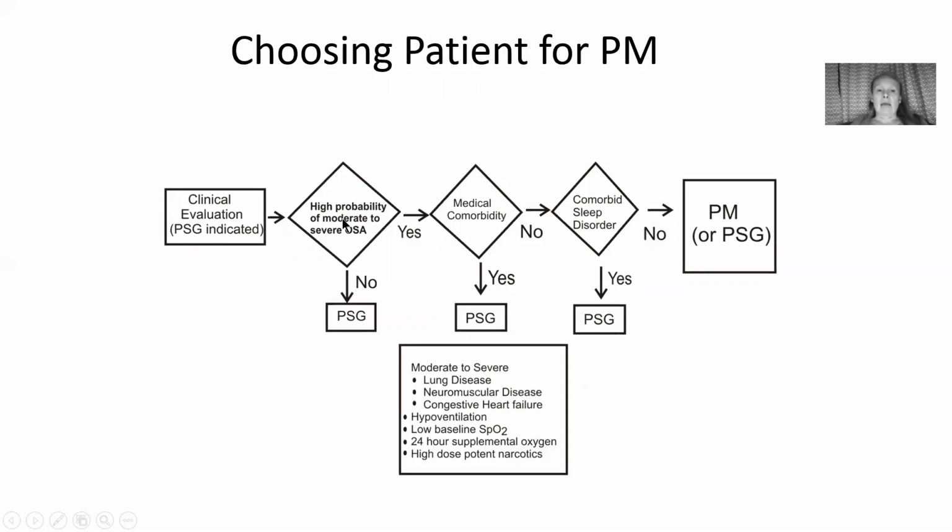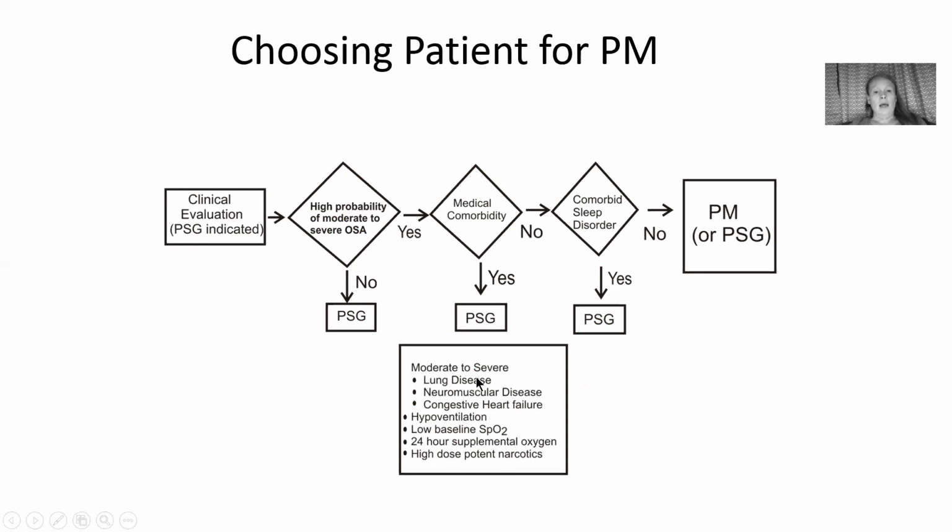Does the patient have a high probability of moderate to severe OSA? If they do not have a high probability of moderate to severe OSA, then they probably need to do a standard sleep study. If they do have a high probability of it, then the next thing you need to consider is, do they have a medical comorbidity? If they do, they need to do an in-lab sleep study. Those comorbidities that we're talking about are moderate to severe lung disease, neuromuscular disease, or congestive heart failure, hypoventilation, a low SpO2, they're already on oxygen, or they take high-dose narcotics.